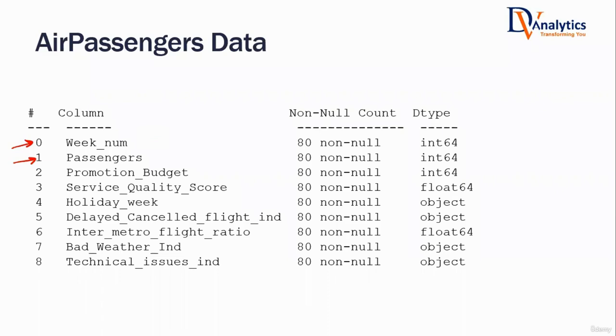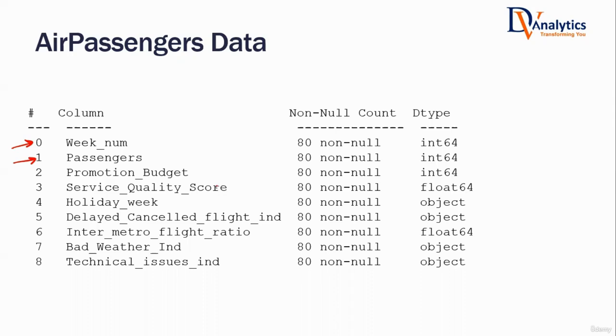Now, what this airline company wants to do is, listen to me carefully. They want to find out what the driving factors are. What are the key drivers? What are the impactful factors that will impact my passengers? In a week, passengers are increasing. Why? In a week, there were fewer passengers. Why? I want to find out those factors. Why are passengers increasing? Why are passengers decreasing?